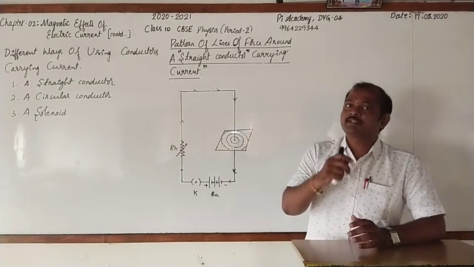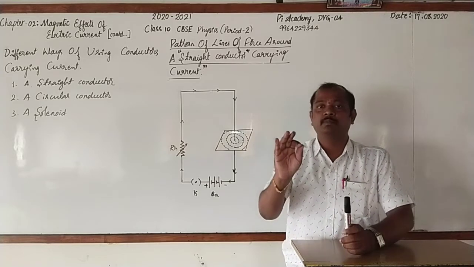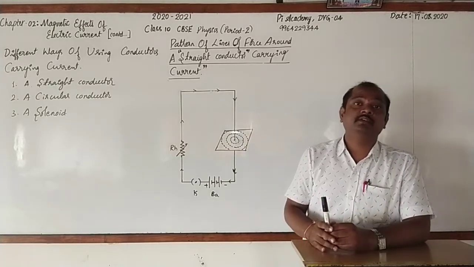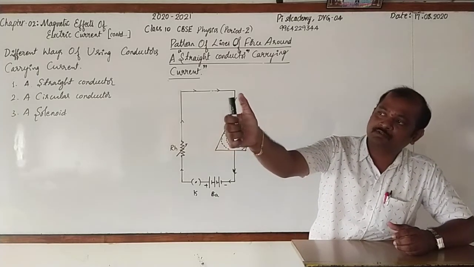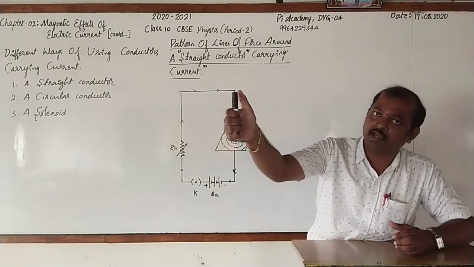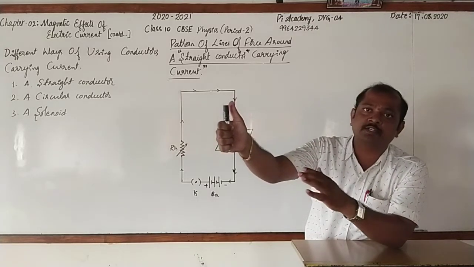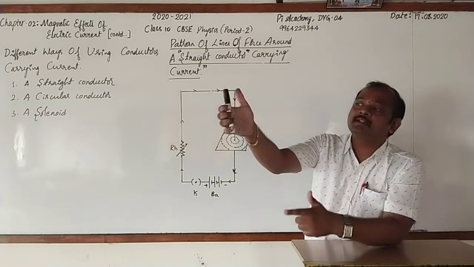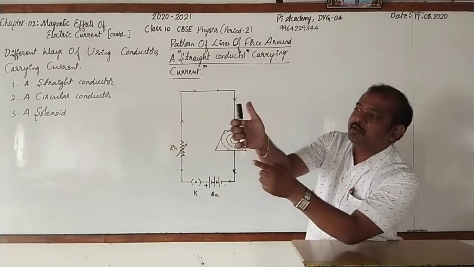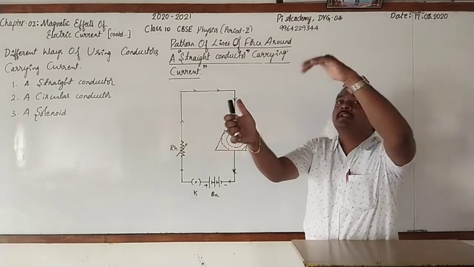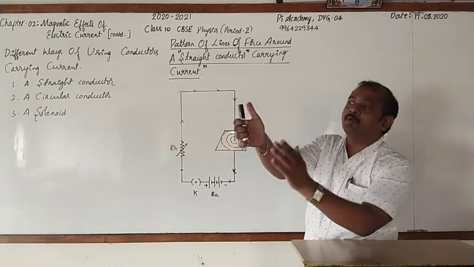Clear? Once I make the statement, listen carefully. Very simple statement. Right hand thumb rule or Maxwell's right hand grip rule, both are the same. Imagine a man holding a straight conductor carrying current in his right hand. His thumb points in the direction of flow of current, and the encircled fingers indicate the direction of field lines. Here the current is flowing in the upward direction.